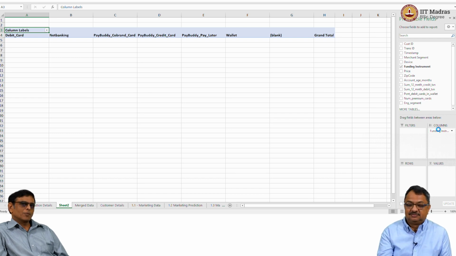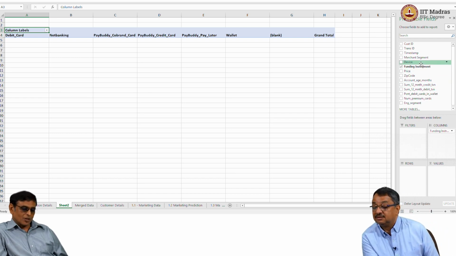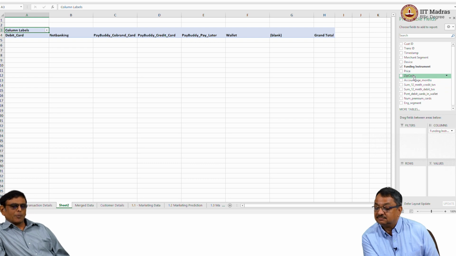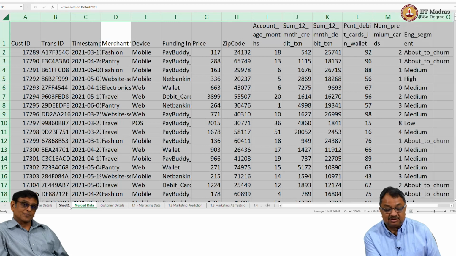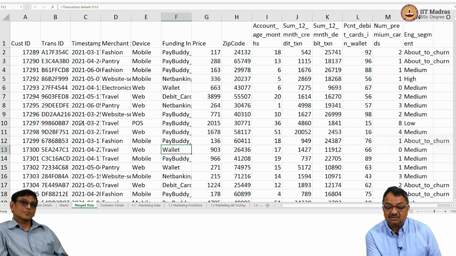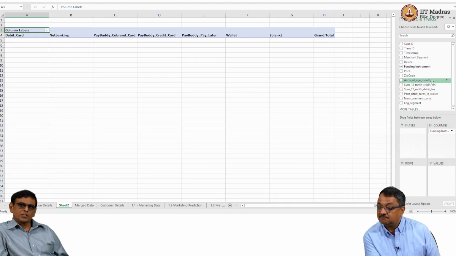Correct. So you're saying by different categories based on age of the account. Yes. Can you determine the type of instrument? Okay, let's do that. So you're putting type A. What's it called? Account age. This is account age in months. So let's put account age in months in the row.